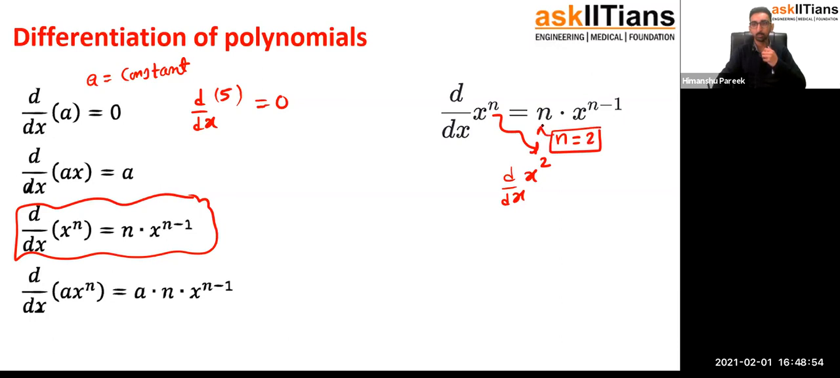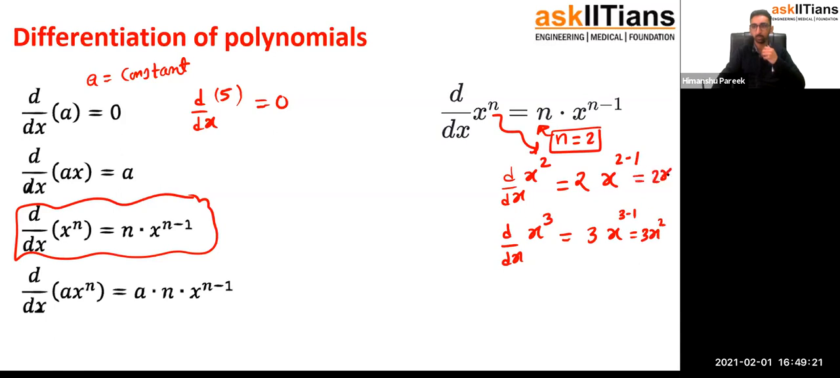So put in the formula. d by dx of x square, it is 2 x power 2 minus 1. All right. Similarly, suppose d by dx of x cube, n value is 3. So 3x power 3 minus 1, which is nothing but 3x square. This is nothing but 2x. Got my point? Suppose d by dx of 2x cube. So this is a constant term. Take it out of the differentiation.